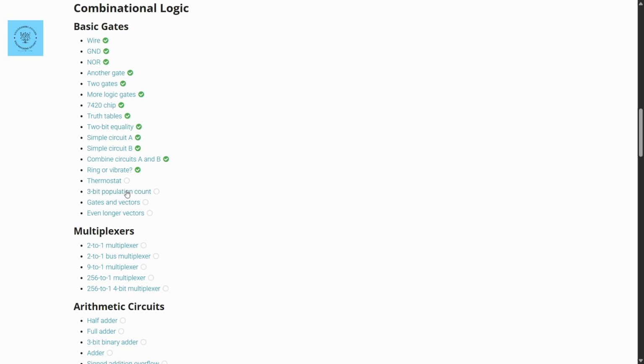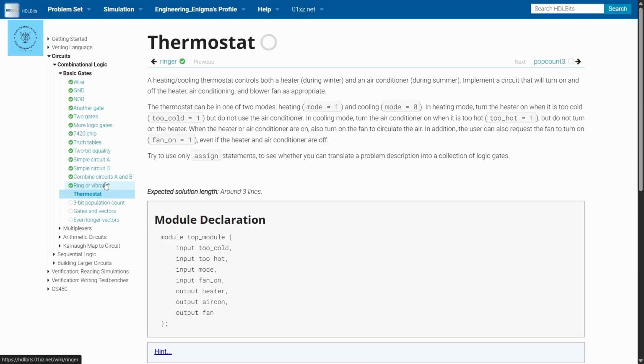So today we will be seeing about thermostat. So here is our problem statement. A heating or cooling thermostat controls both a heater and an air conditioner. Implement a circuit of the heater.